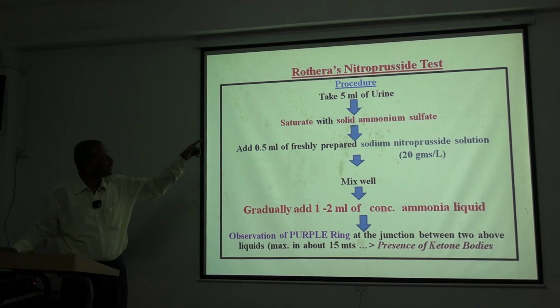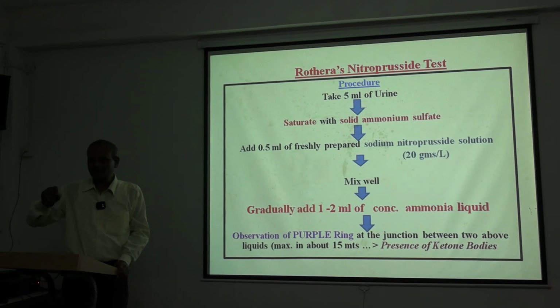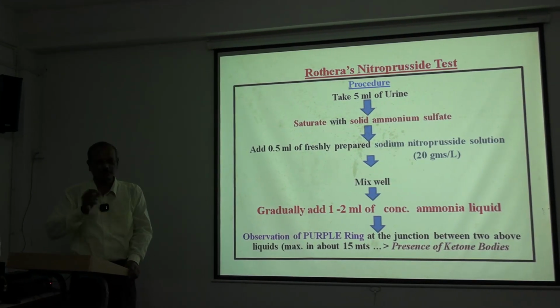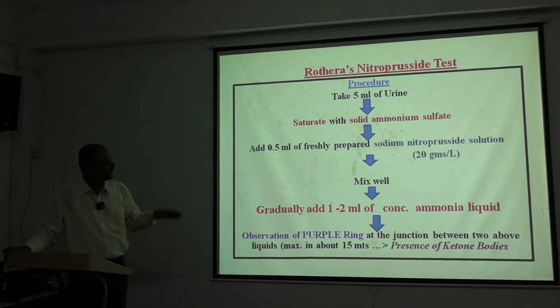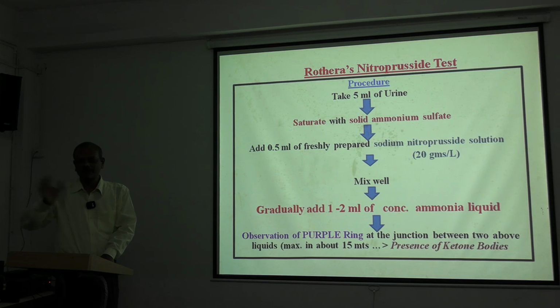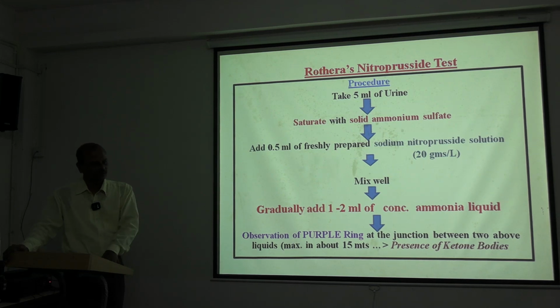So after taking 5 ml, you just go on adding ammonium sulfate, and go on shaking vigorously. Why am I telling you? Otherwise, you will not know whether it is saturated or not. So at the end, you will see a precipitate. Once you see the precipitate, try to shake it again. If it does not dissolve, add a little bit more to be on the safer side. Again shake it. Allow it to stand, so that the undissolved solute will settle at the bottom.